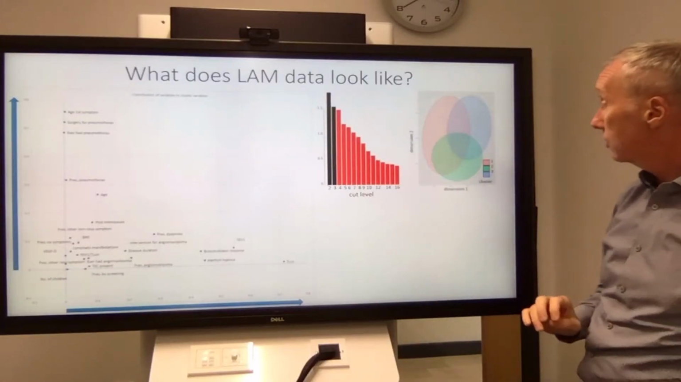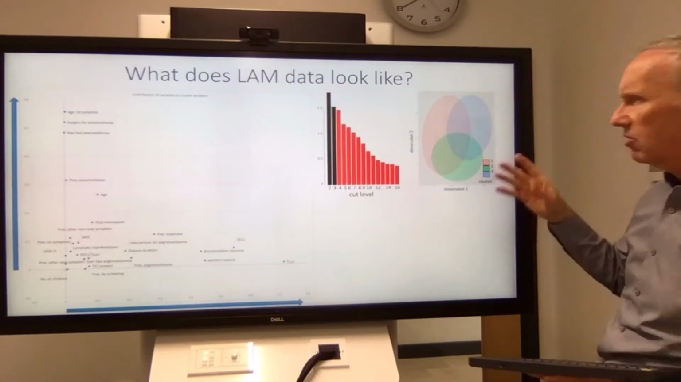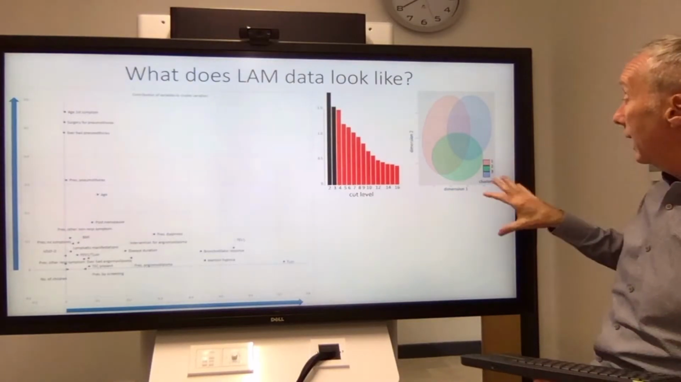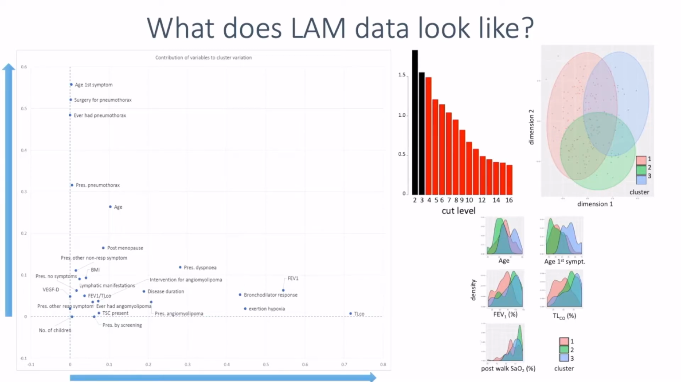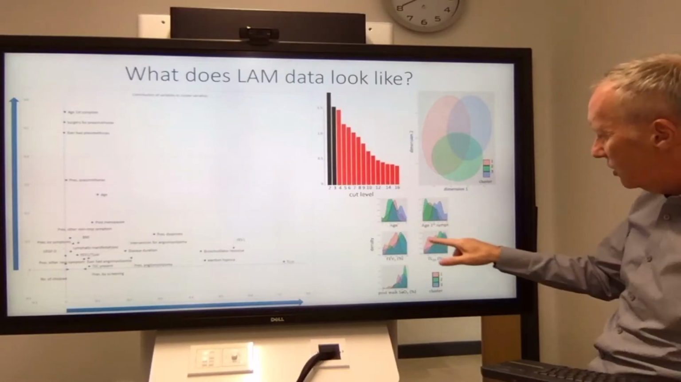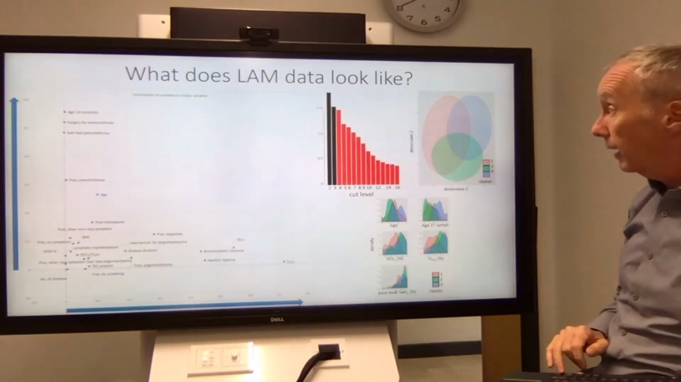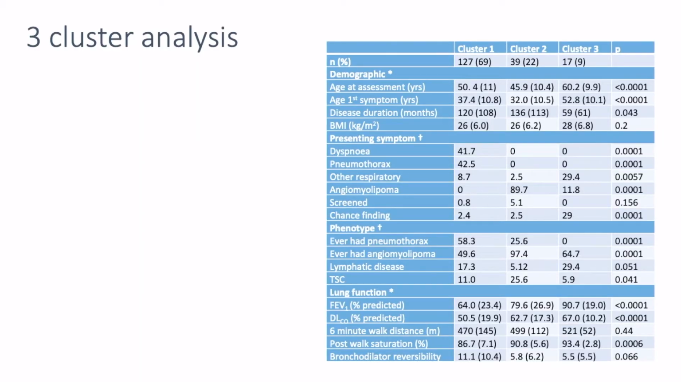So we looked at 2 and 3 clusters, and this is how the 170-odd patients in the UK cohort group into 3 clusters. Each one of these ellipses or circles is a cluster, and some of the patients are strongly in one cluster, some of them overlap a little bit. This is the 3 cluster model. Each of these little graphs shows you the age at first symptom and lung function in the different clusters. For example, for the age at first symptom of LAM, cluster 2 are much younger, cluster 1 somewhere in between, and cluster 3 are older. That's the same for the age at baseline. And you can see that lung function also segregates according to the clusters. So this is my model for the 3 cluster analysis.